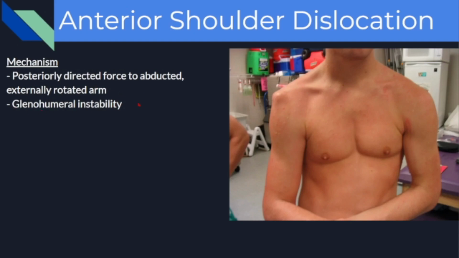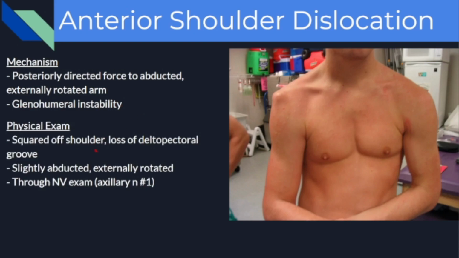You can have just general glenohumeral instability. I've seen plenty of patients who pop out with any contact, or without any contact at all. Squared off shoulder, loss of the deltopectoral groove, which is lost here. Slightly abducted and externally rotated. And very important to do a thorough neurovascular exam, as there is a high morbidity if there is a lesion other than just the joint. Okay.